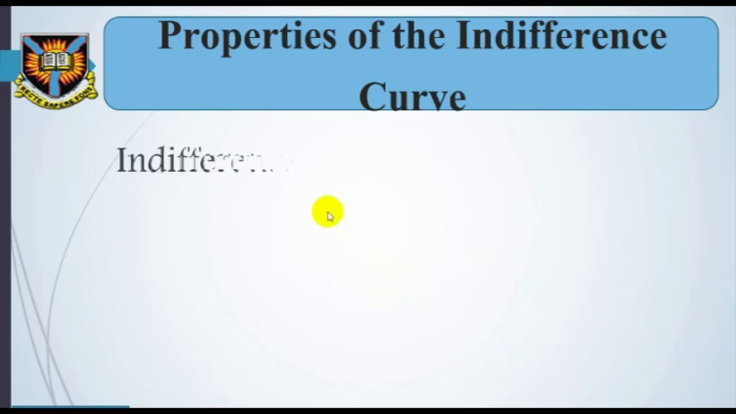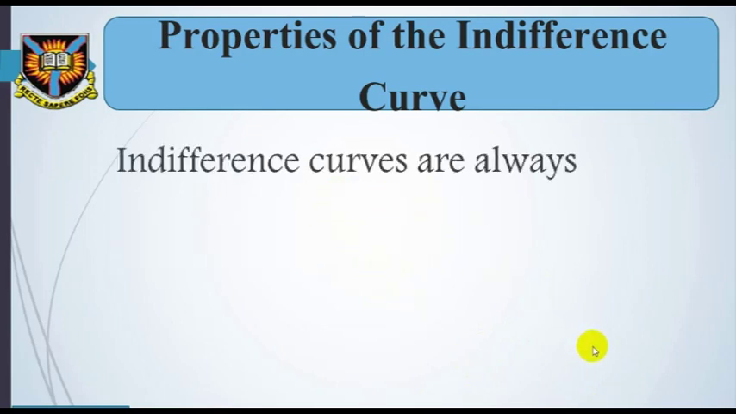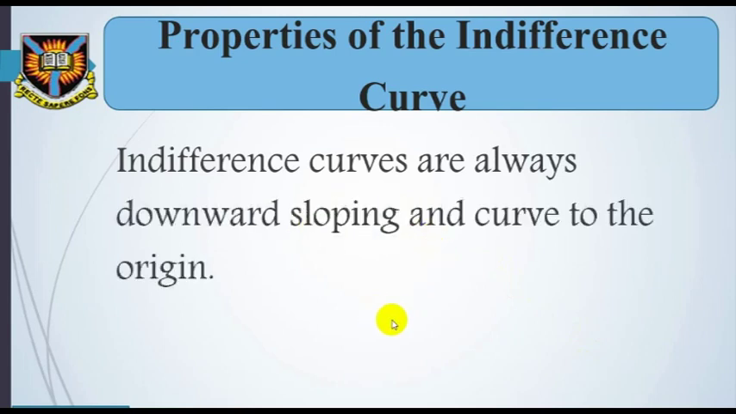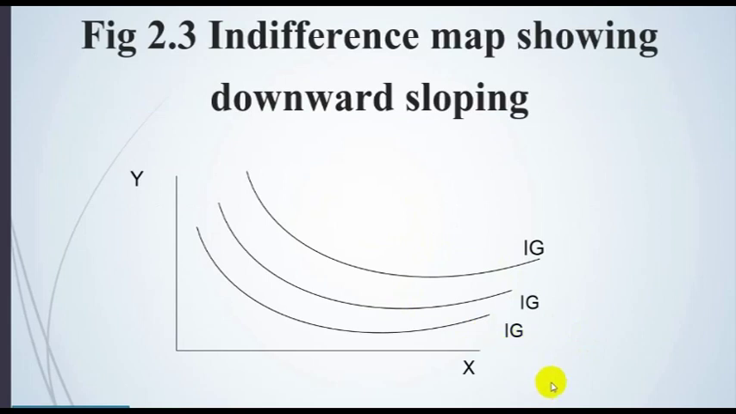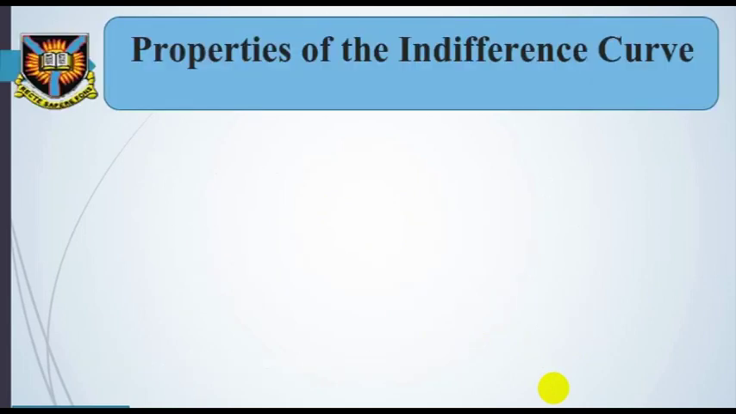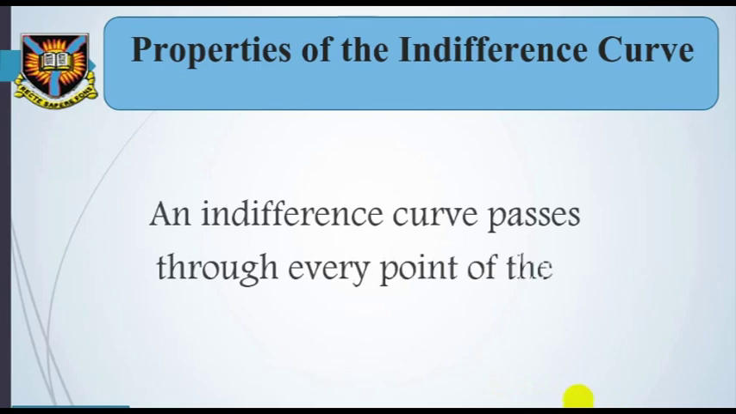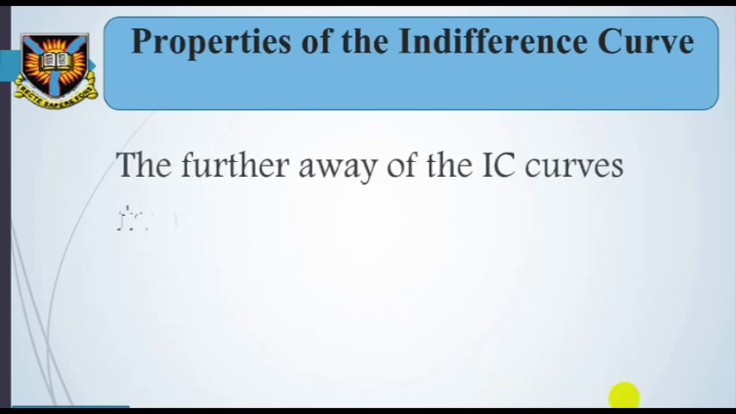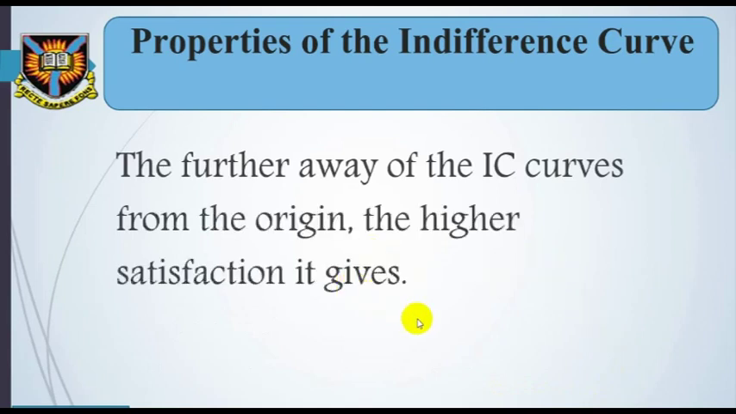1. Indifference curves are always downward sloping and convex to the origin. 2. They do not intersect. 3. An indifference curve passes through every point of the commodity space. The further away the IC curves are from the origin, the higher the satisfaction they give.